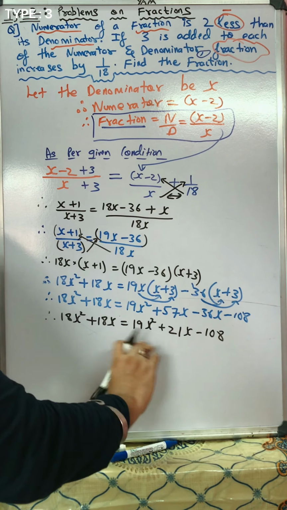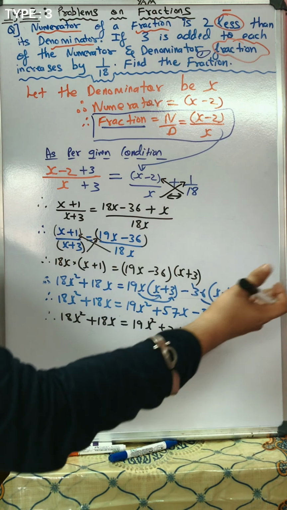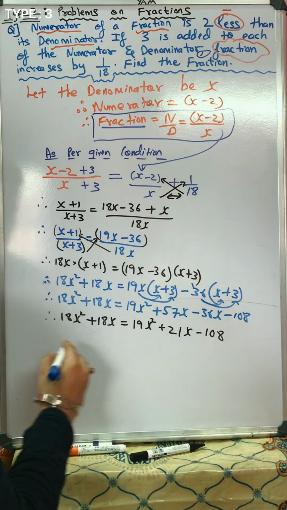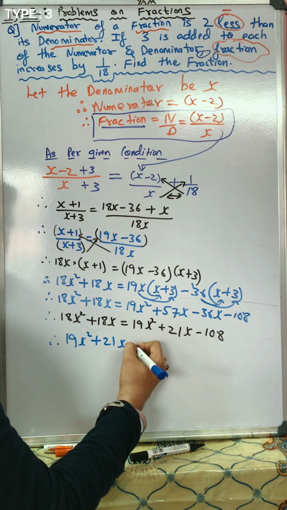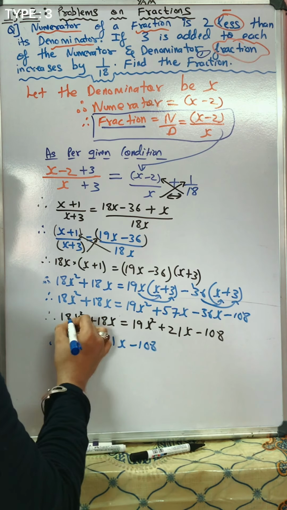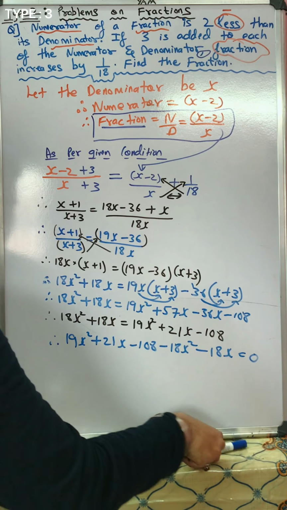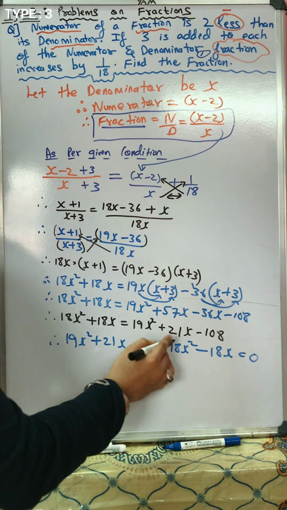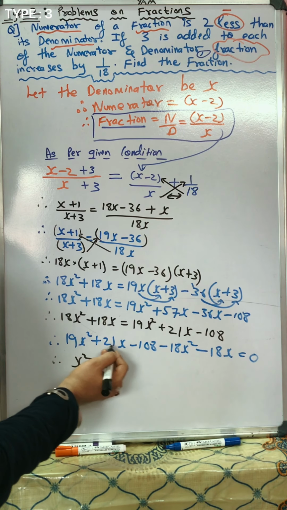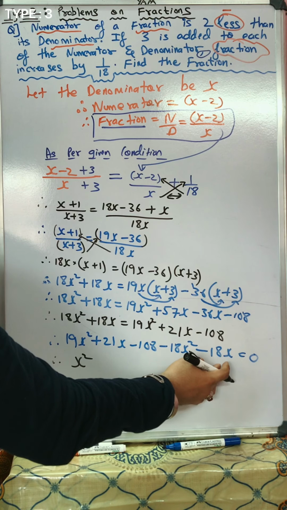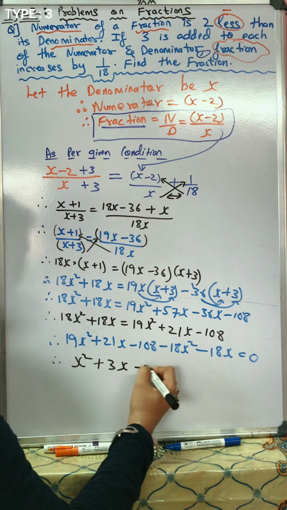On the right hand side we have the greater value of x square, so I'll bring the 18x square and 18x to that side, so it will become minus. First I'll copy 19x square plus 21x minus 108, then minus 18x square minus 18x is equal to 0. So 19x square minus 18x square gives me x square, 21x minus 18x gives me plus 3x, minus 108 is equal to 0.